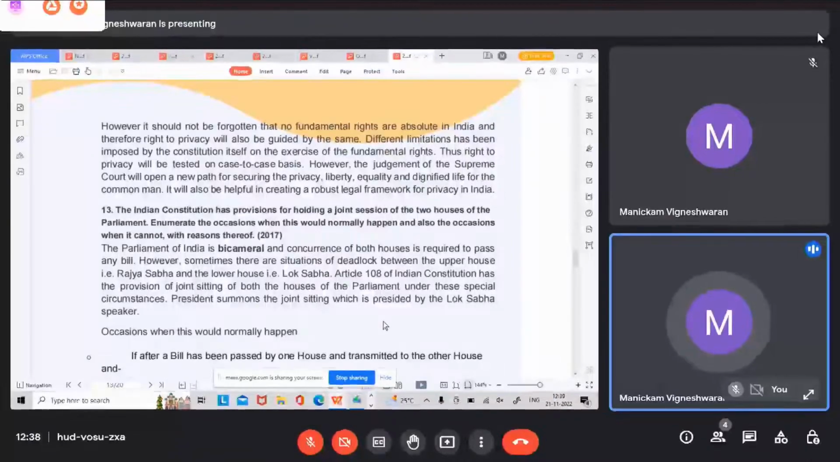no fundamental rights are absolute in India. Therefore, the right to privacy will also be guided by the same. Different limitations have been imposed by the Constitution itself on the exercise of the fundamental rights. Thus, the right to privacy will be tested on a case-to-case basis. However, the judgment of the Supreme Court will open a new path for securing privacy, liberty, equality, and a dignified life for the common man. It will also be helpful in creating a robust legal framework for privacy in India.